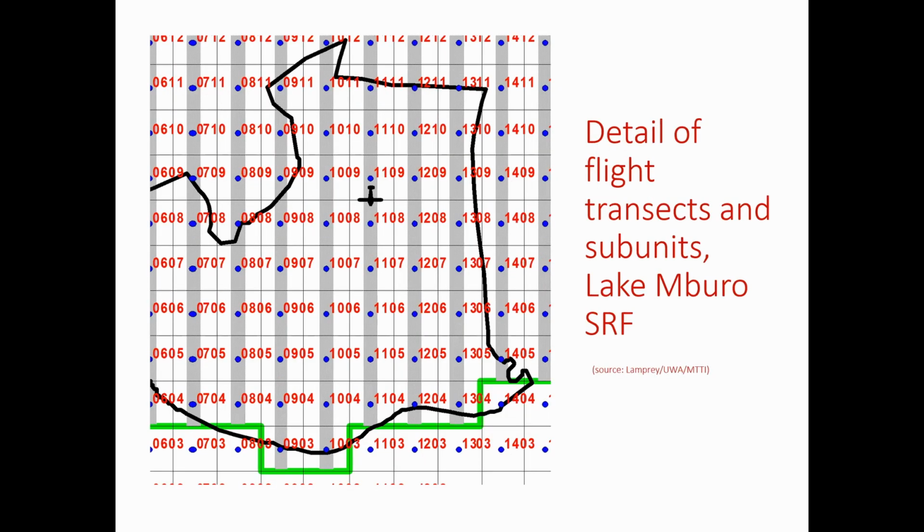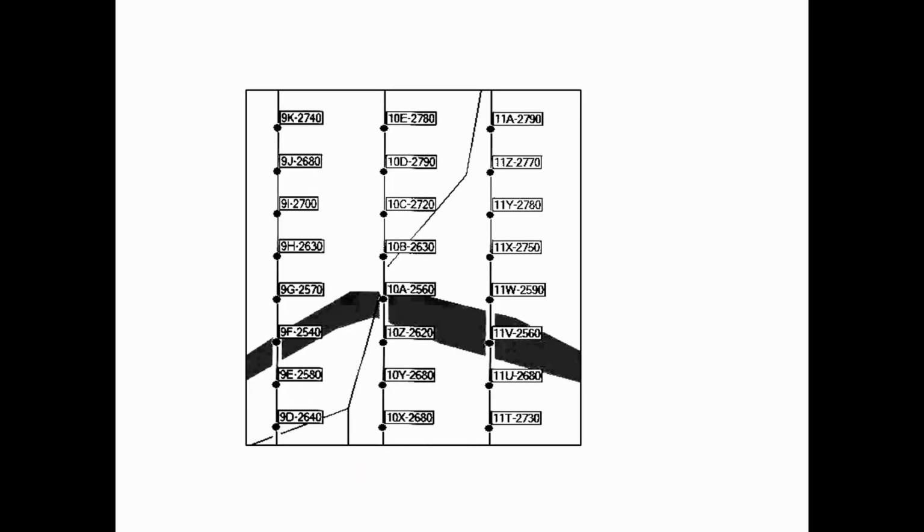You can zoom in on this. This is our flight lines. This is Lake Mburu in Uganda, and how it presents to the pilot when we're doing a count, so we know where we are, which subunit we're in, and all very useful for navigation.